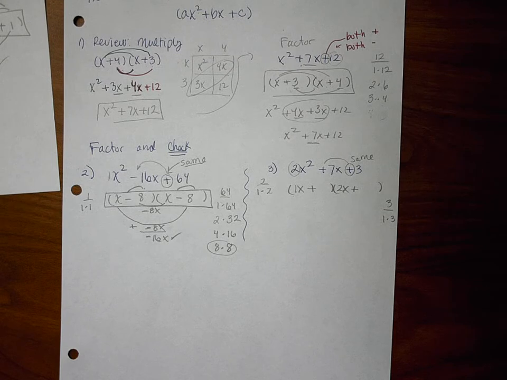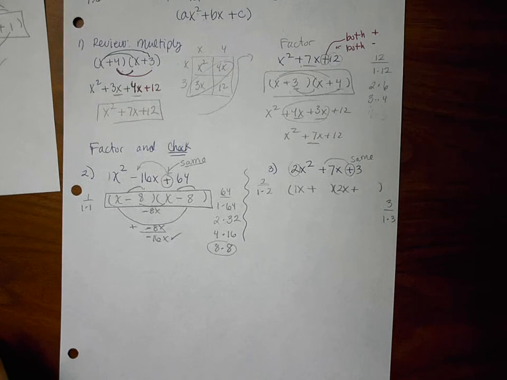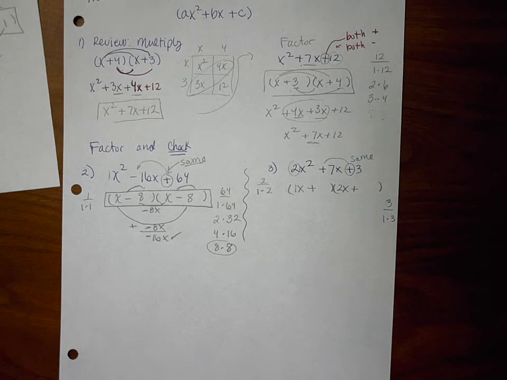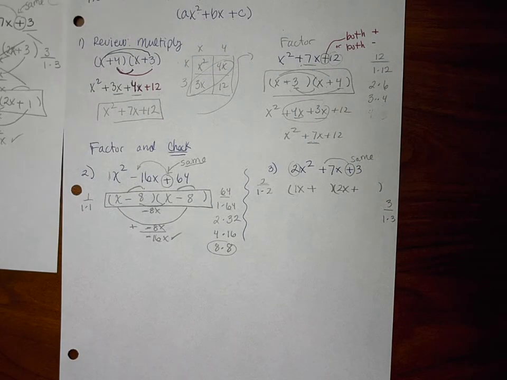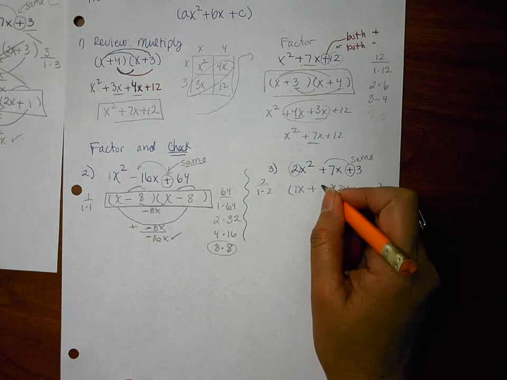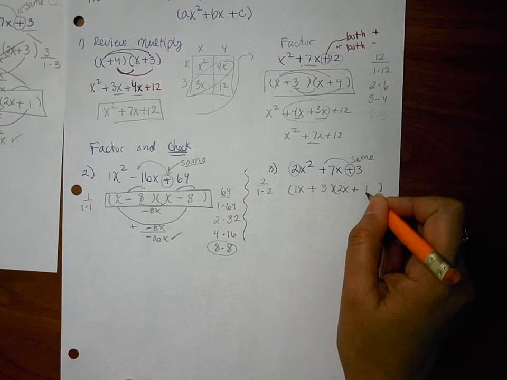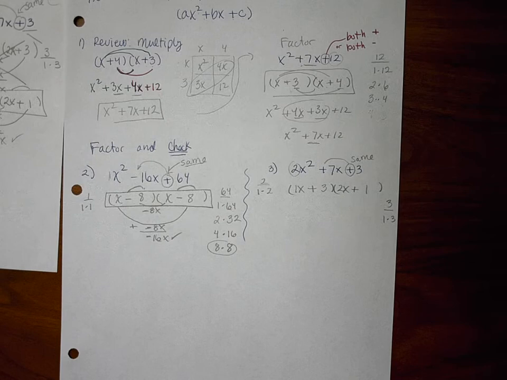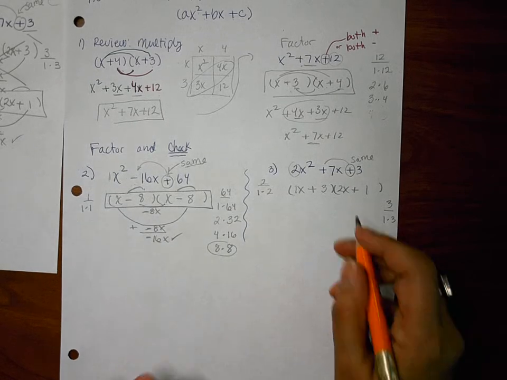Now, this is where the guess and check comes in. This method is called guess and check. Don't know if I said that earlier. It's called guess and check because you have to guess a number and then check it. And you have to keep guessing and checking until you get it to work. So let's try it. I'm going to try 3 and 1.